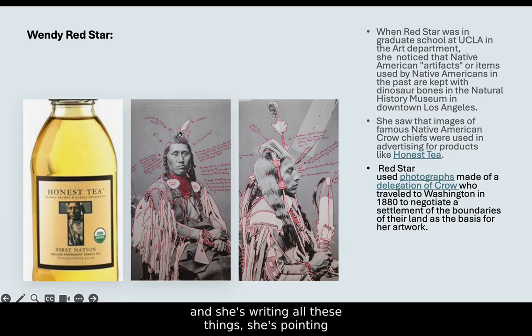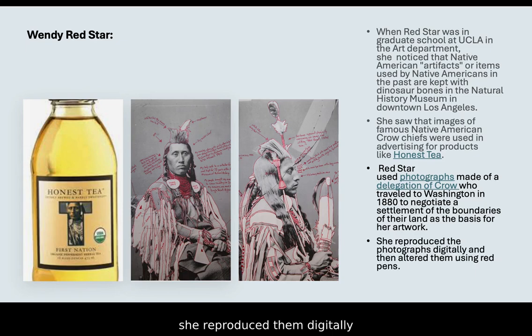And she's writing all these things. She's pointing out the meaning of all of this, of the objects, of the things that they're wearing. She's telling us the meaning of these chiefs, right? These are very talented men who had great accomplishments. And so she's letting us know what those are, because we wouldn't necessarily know that just by looking at the photograph. So that's the basis of her artwork. She reproduced them digitally and then altered them using red pens.